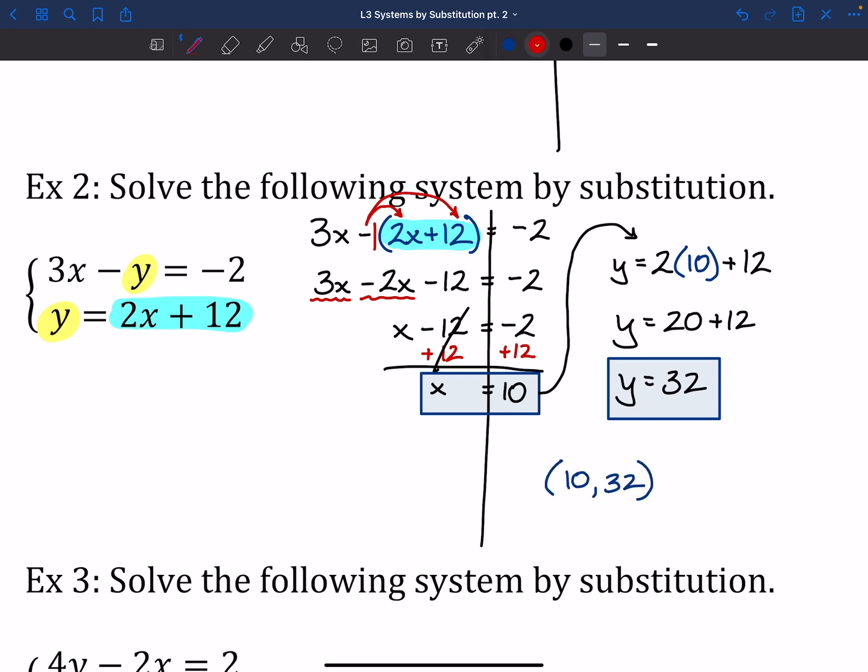Not many graphs that I'm making myself are going to go up to 32 on the y-axis. I'm not really going to be going that far up. So this is where doing them algebraically can be helpful.